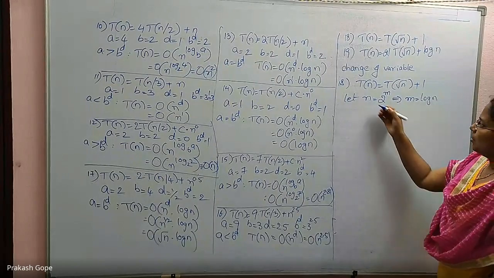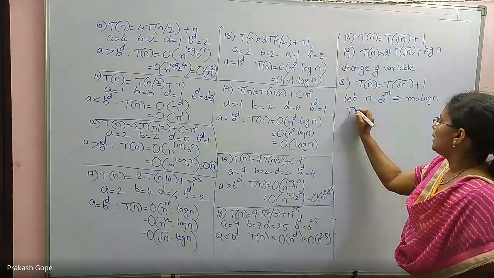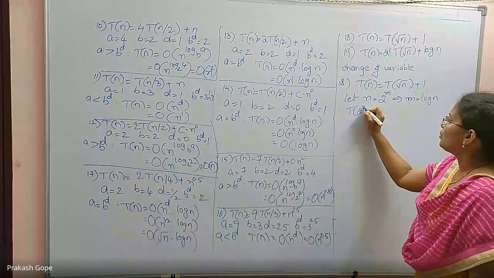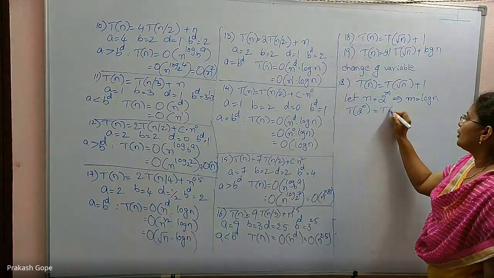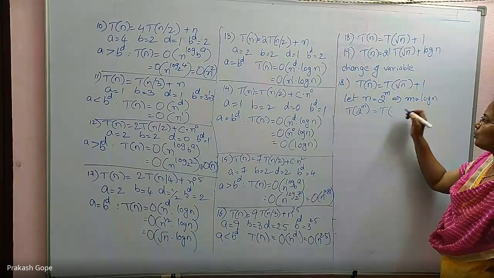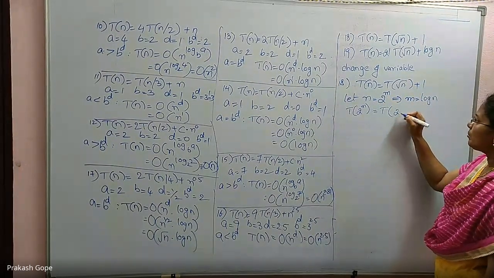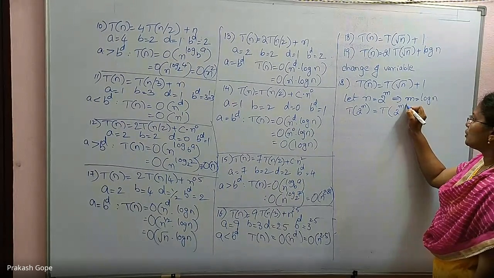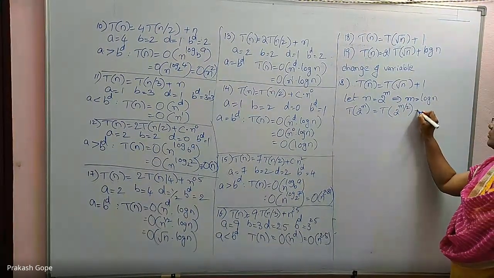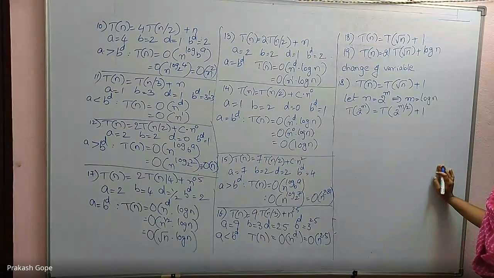Fine. Okay, then we substitute here. Because n is 2 power m, substitute here. T of 2 power m is equal to T of n power 1 by 2. But what is n? n is 2 power m. So it is 2 power m whole power 1 by 2, which is 2 power m by 2. Plus 1 is as it is.